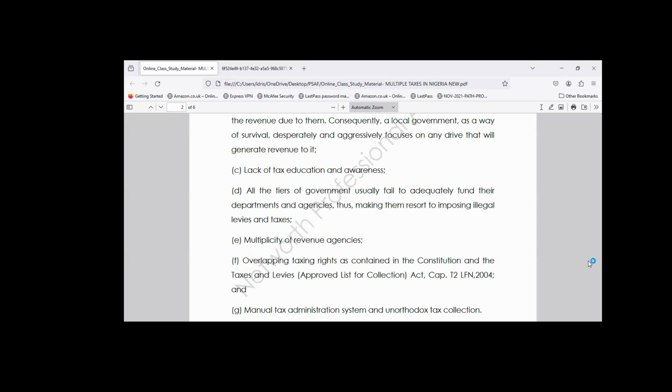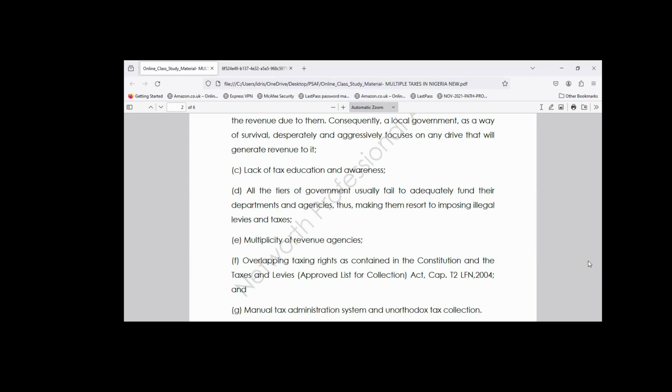Example, Lagos State. In Lagos State now, we don't have anything called tenement rate again. Since 2000 and, I think, 2004, we don't have tenement rate again. We have what is called land use charge. That land use charge is not stated in the constitution. It is as a result of state modification.